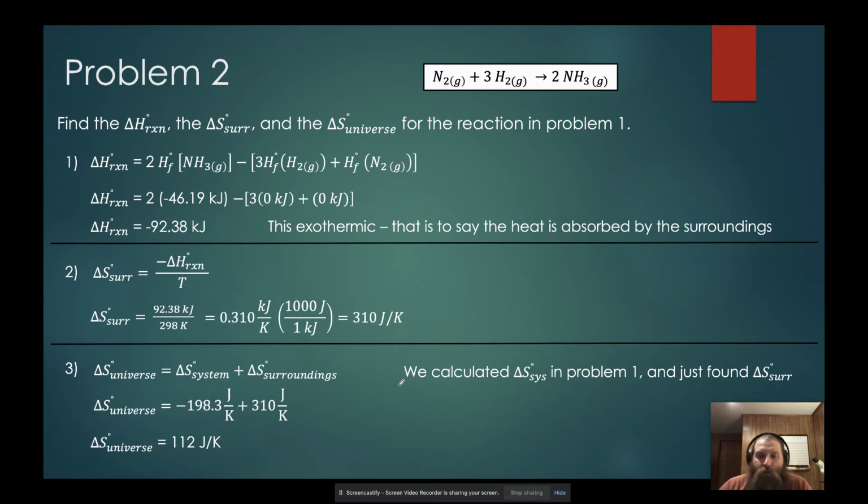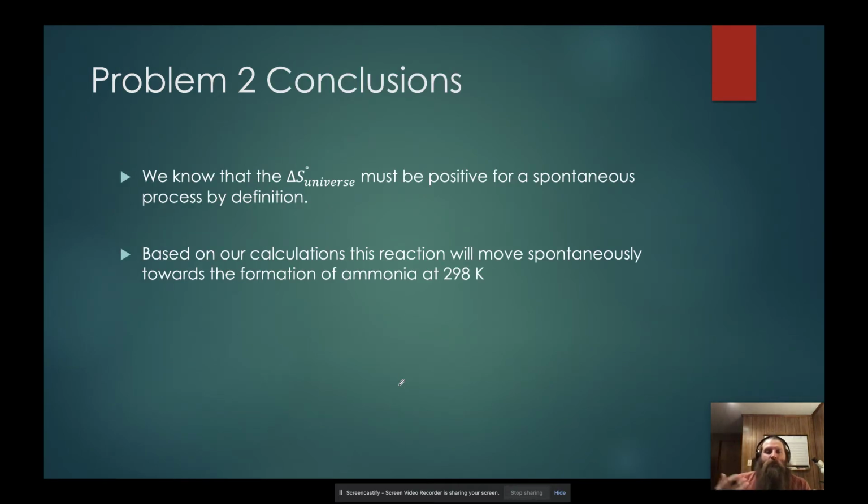Now, what can we conclude from that? Well, two things. Number one, if we get a positive number for the delta S of the universe, we know that that is going to be a spontaneous process, because for any spontaneous process, the entropy of the universe must increase. It must be a positive value. And the second thing we could just say is, hey, this reaction, the Haber process, is going to spontaneously move towards the formation of product at 298 Kelvin. So those are the two conclusions we would make there.